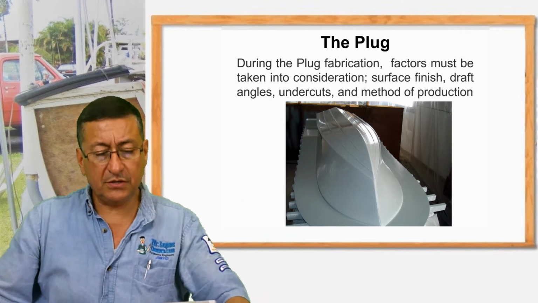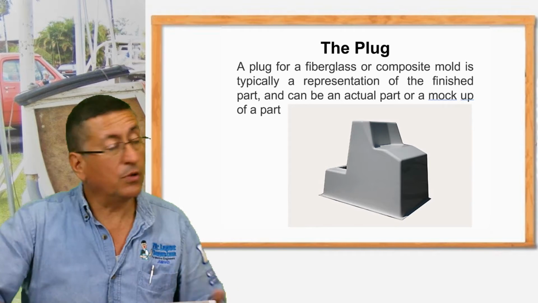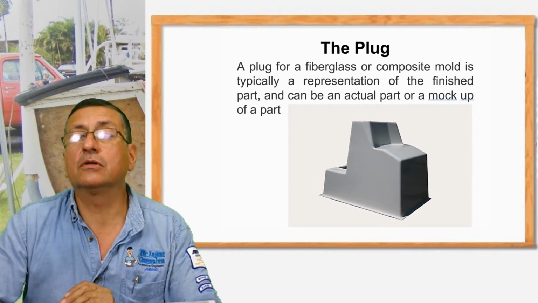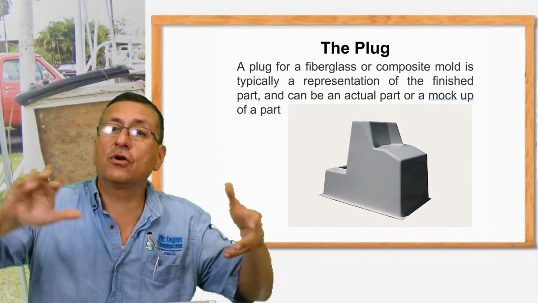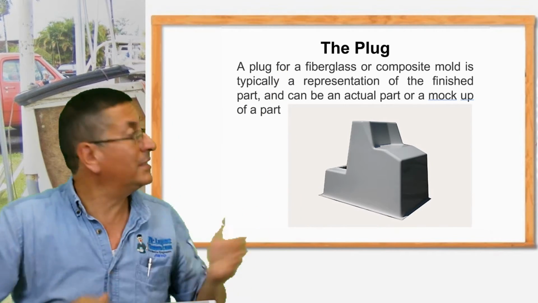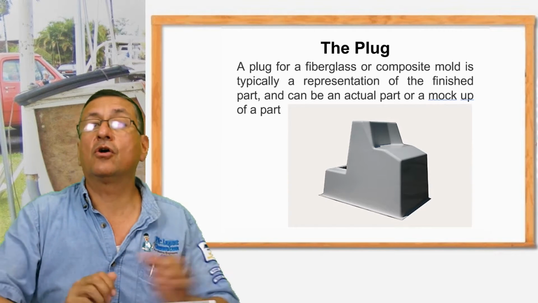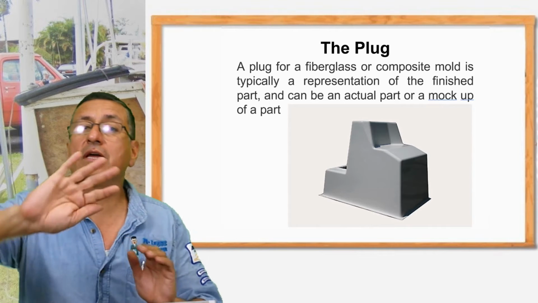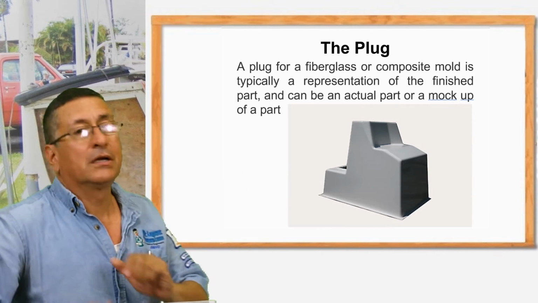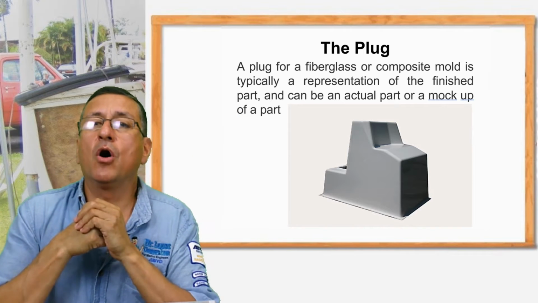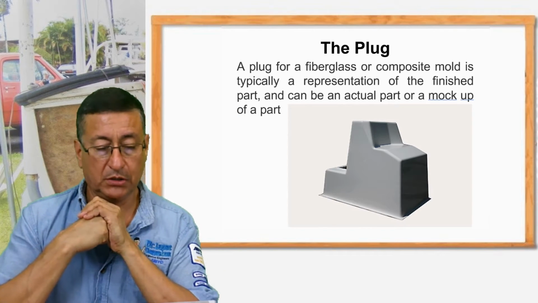Okay, my friend, this is great. In this example, we have the plug for a console. Look at the angles, the inclination, in order to remove the mold easily later. This is the plug for a typical console for a center console boat. And look at the finishing. Look at the rounded corners. Yeah, in order to remove the mold easily later when you create the mold.